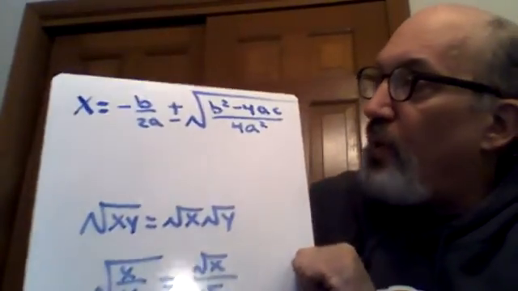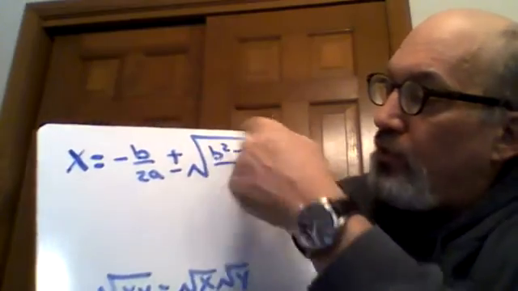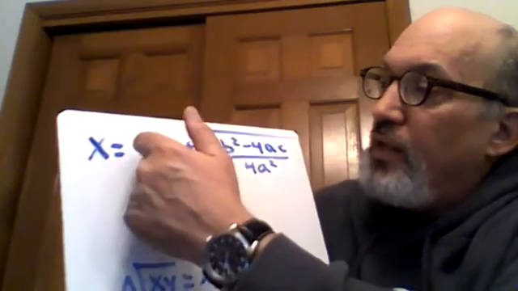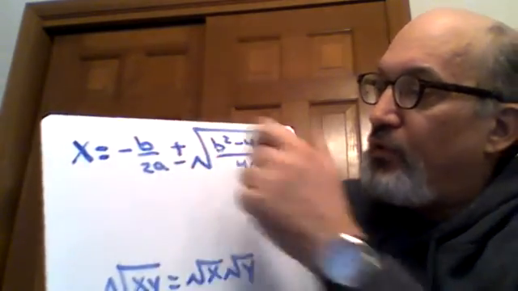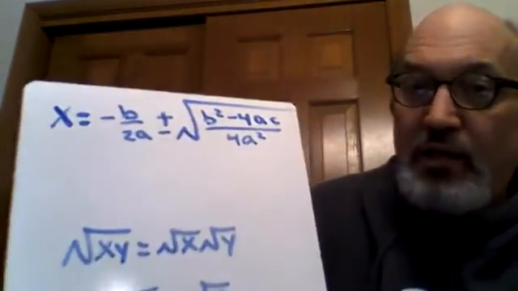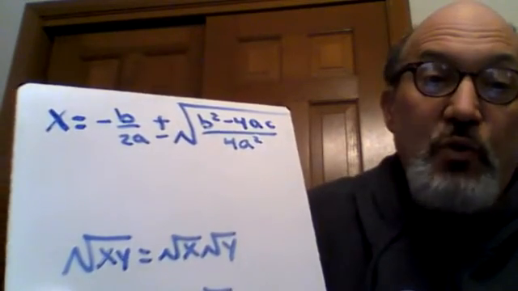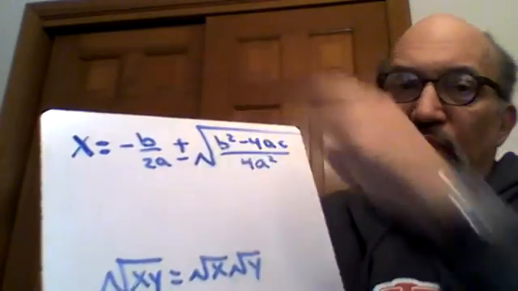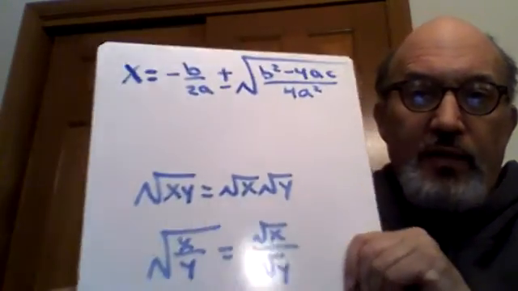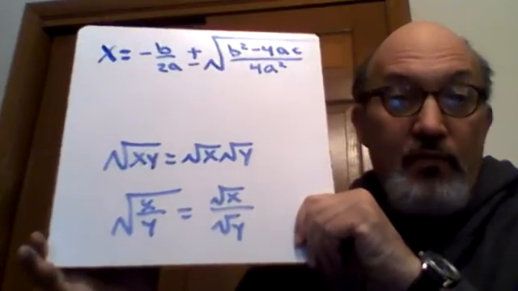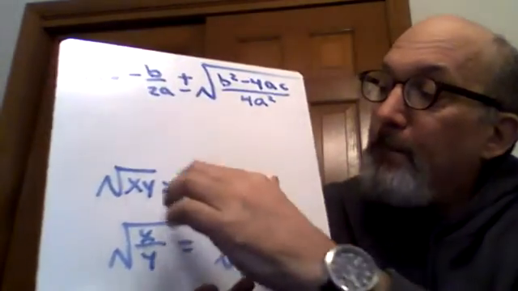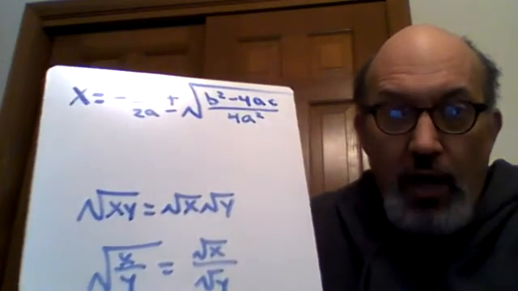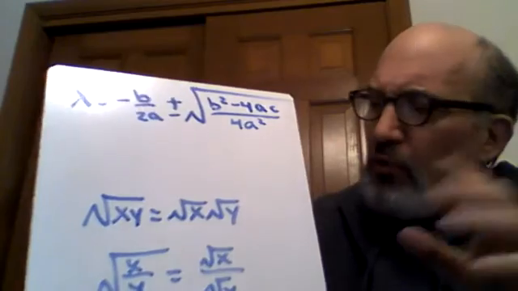I've copied up at the top here what we ended up with after adding the two fractions inside the square root sign. We have x equals negative b over 2a plus or minus the square root of b squared minus 4ac over 4a squared. At this point, we need to simplify that square root by a technique that I've introduced to you. There are two identities, two laws in math that work with some restrictions.